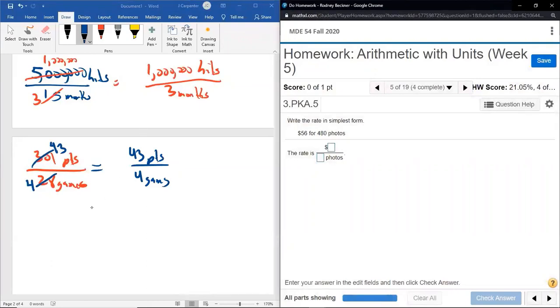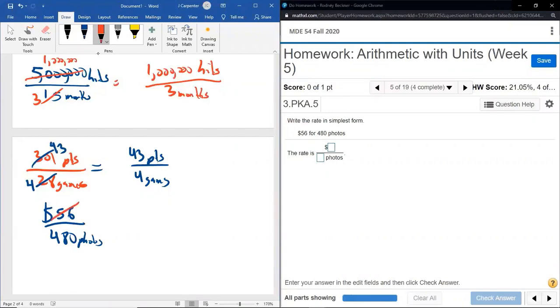So we went to Walgreens or somewhere else and we paid, same thing I keep doing, $56 for 480 photos. Well, they're both even, so 2 definitely goes into both of them. Maybe we could do better though. If 2 goes in, maybe 4 would. Well, 4 definitely goes into 56, and it's definitely going to go into 480.